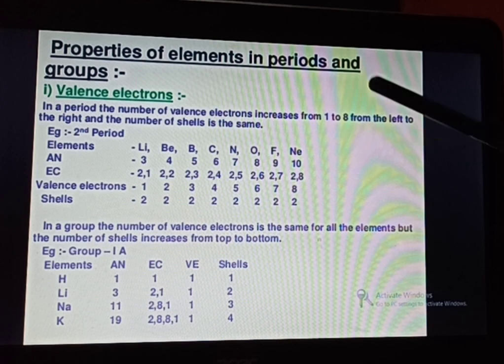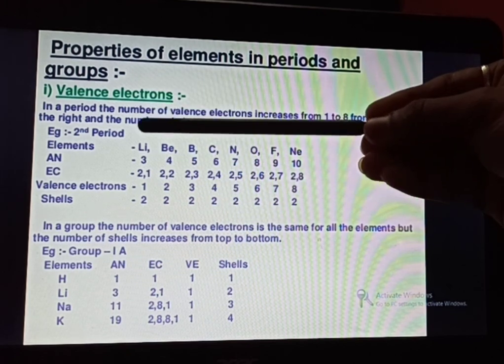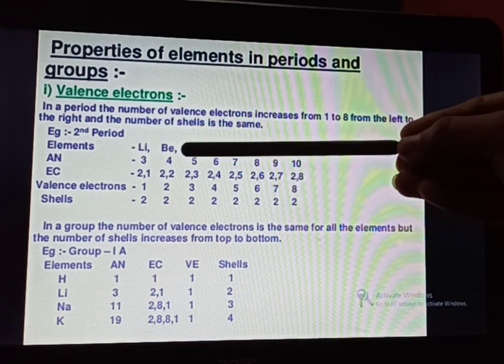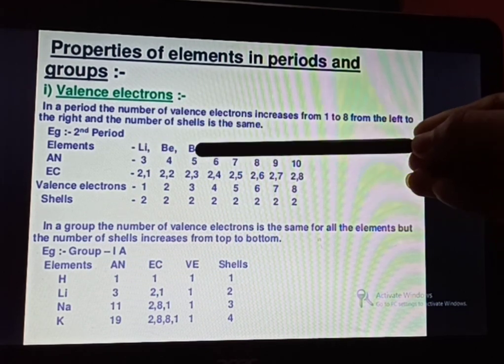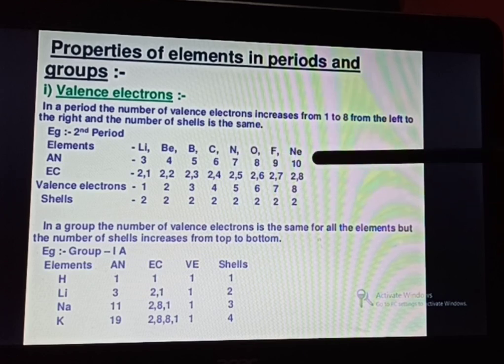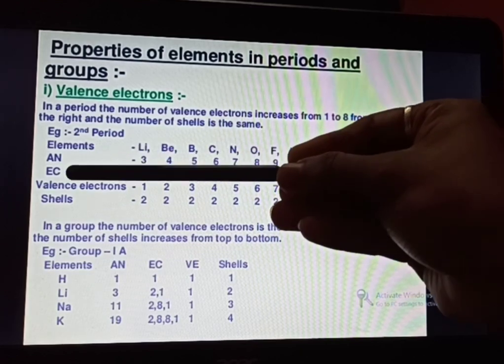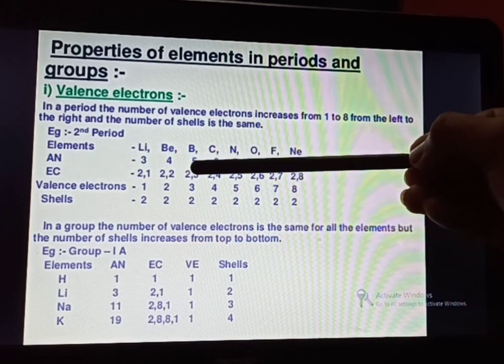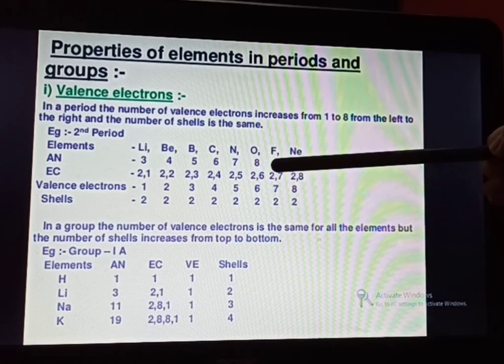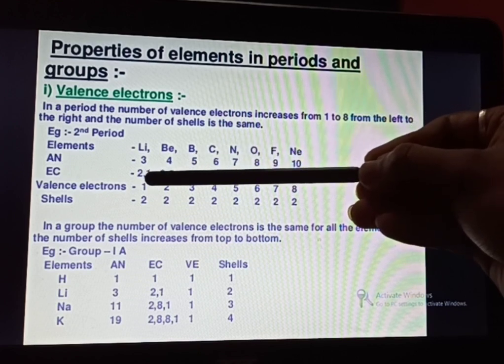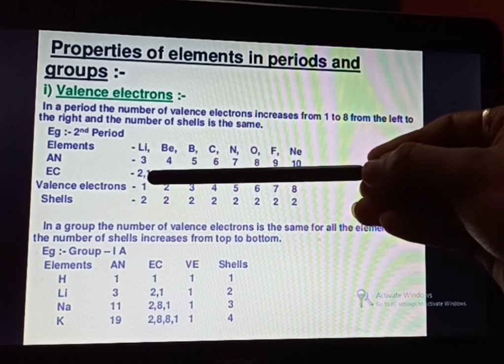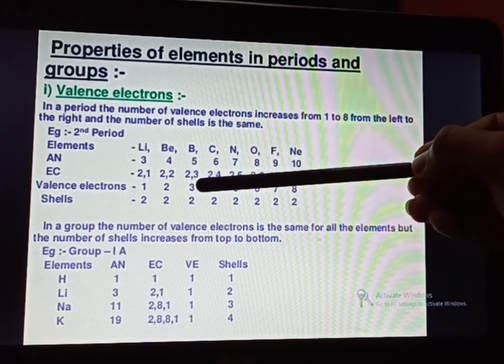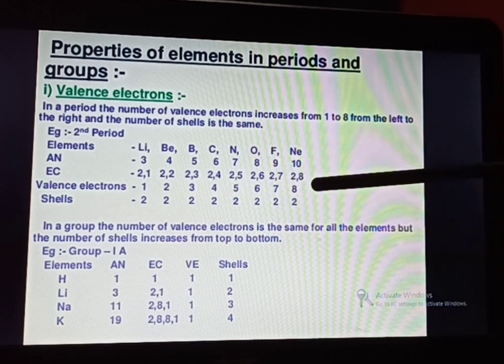Okay, see here. I have taken the example of the second period, and these are the elements of the second period: lithium, beryllium, boron, carbon, nitrogen, oxygen, fluorine, neon. These are the atomic numbers. Lithium has atomic number 3, beryllium 4, boron 5, carbon 6, 7, 8, 9, 10. And these are the electronic configurations: 2,1; 2,2; 2,3.